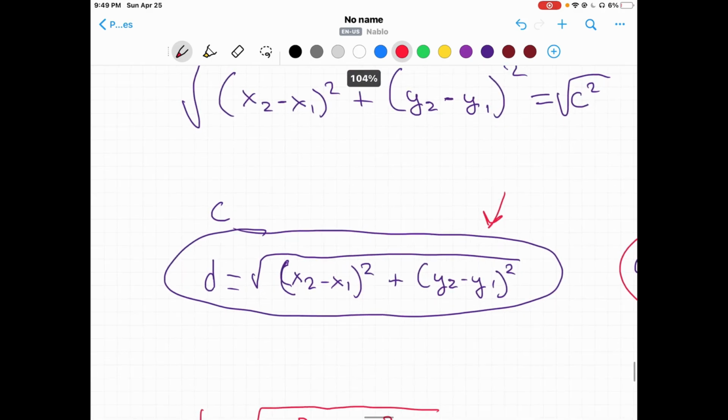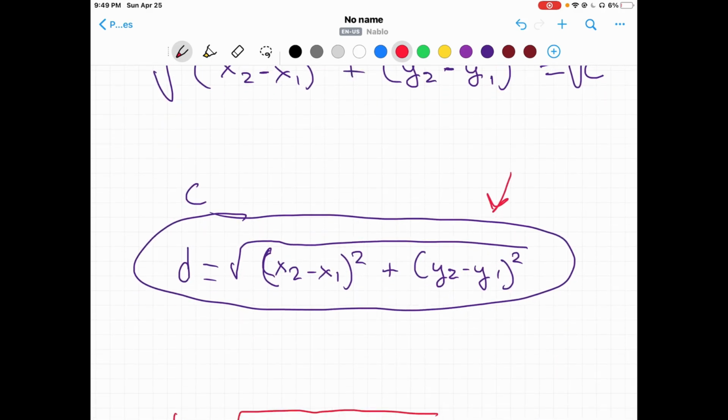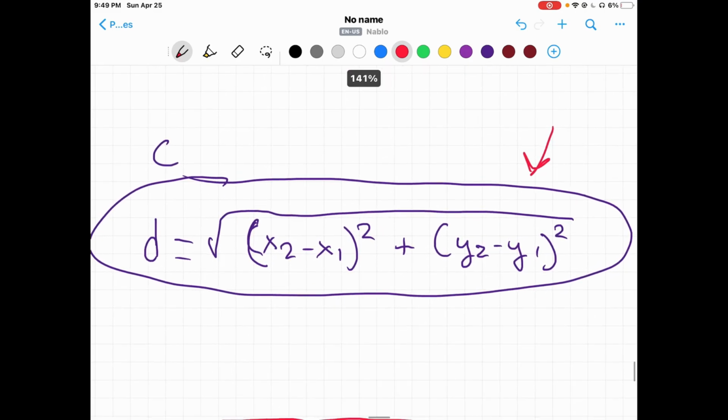So the wrap up, the takeaway here, is that the distance formula, which we have over here, is just another application of the Pythagorean theorem that you can use in order to find the distance between 2 points.